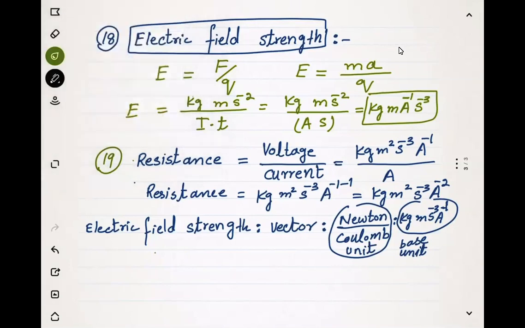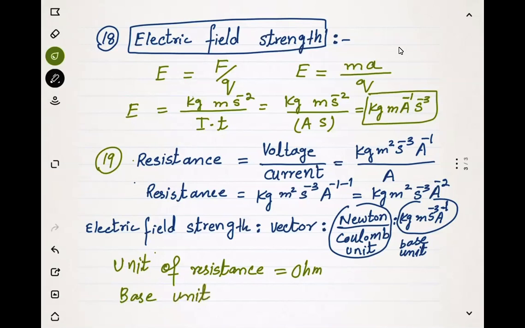Now for resistance, the unit of resistance is ohm, while the base unit of resistance is kilogram meter square second minus 3 ampere minus 2. So this is the base unit for resistance.